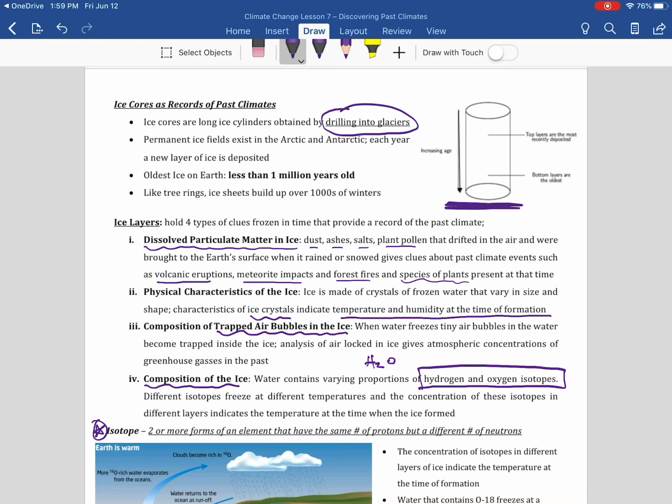And some of these isotopes can be medically useful, or they can be used in weapons. Okay, so you've probably heard of isotopes before. So that's what they are. And it's good to note that different isotopes of hydrogen and oxygen exist. And because their nuclei are different, they freeze and melt at different temperatures. So it kind of gives us a little bit of information of what the world was like at that time. Because if it froze at a higher temperature, you would know that overall the climate was warmer.